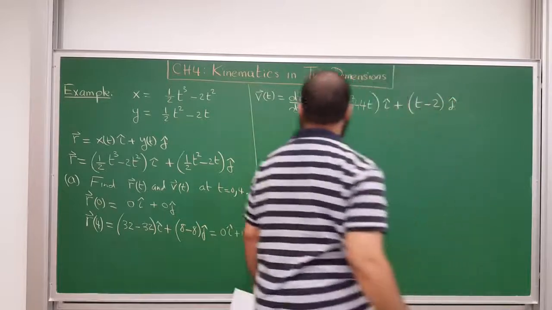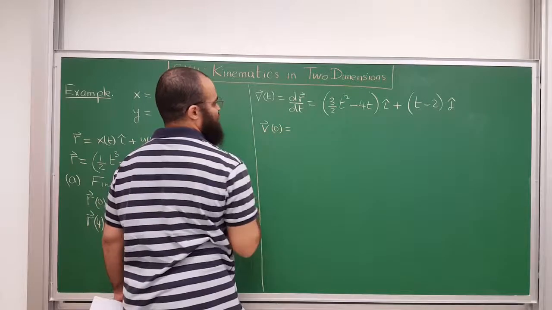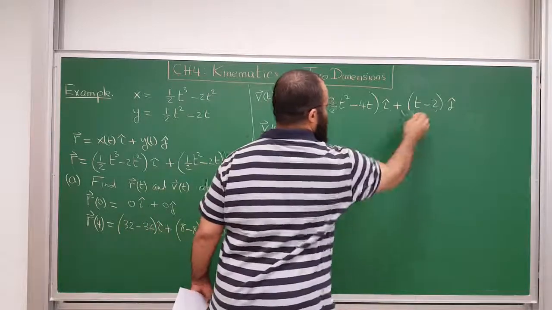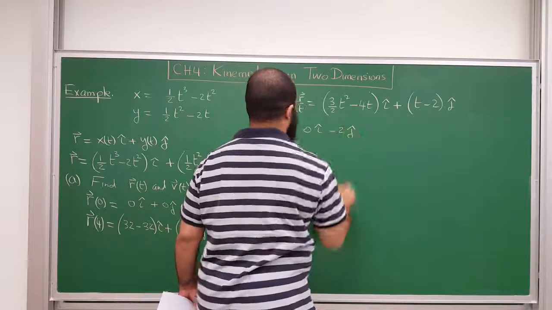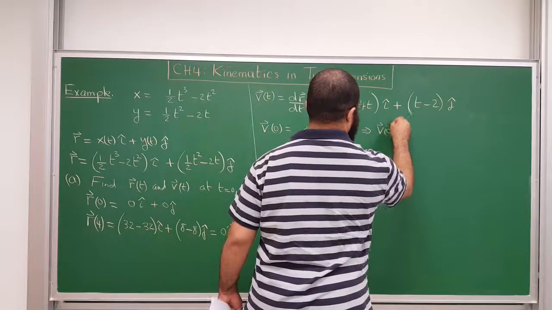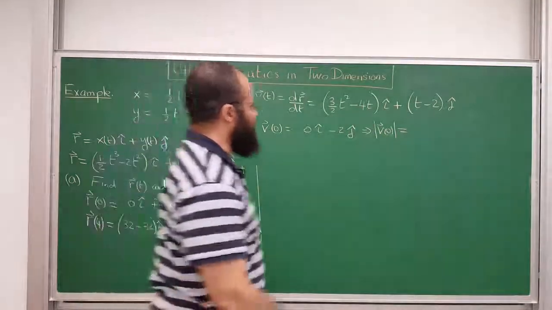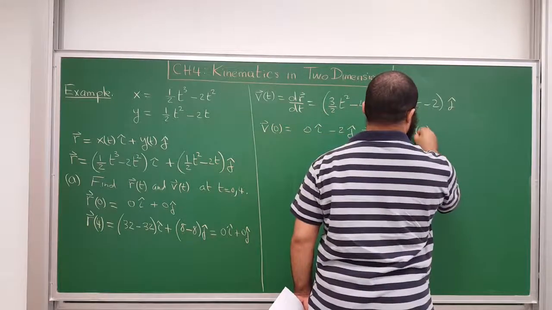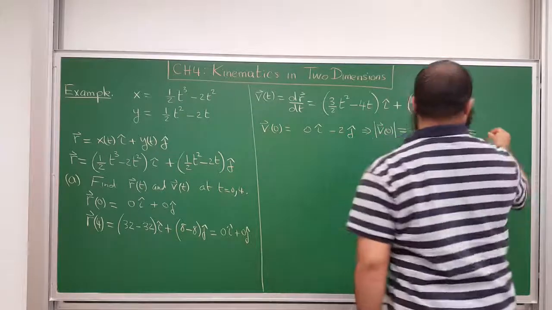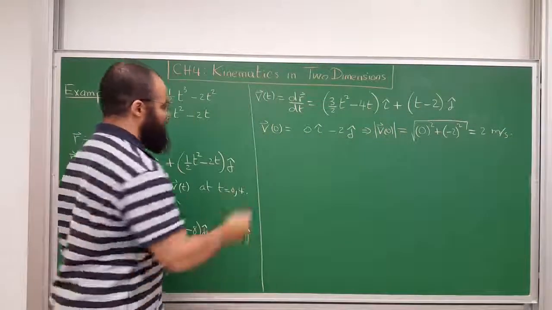j hat, okay. So what's the velocity at 0 seconds? You plug in 0 here, so you get 0 i hat, and you plug in 0 here, you get negative 2 j hat. So the magnitude of velocity at t equal to 0, that's the speed at 0 seconds, is you square the x, you square the y, and then add them. So you get 0 squared plus negative 2 squared, square root, and that's just 2. So it's 2 meters per second. That's the speed at t equal to 0 seconds.